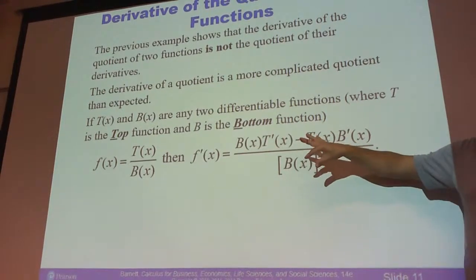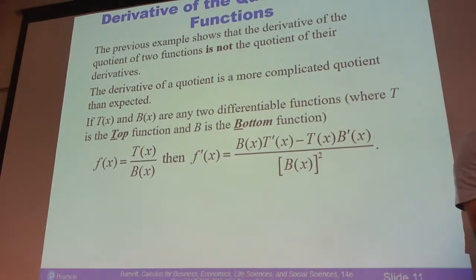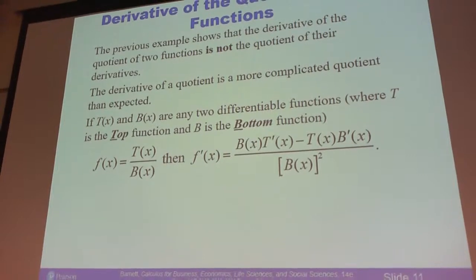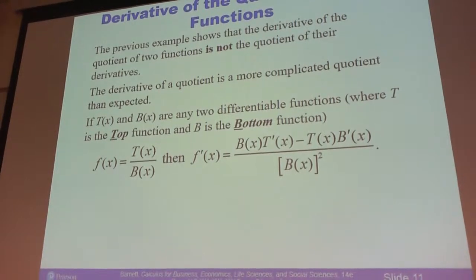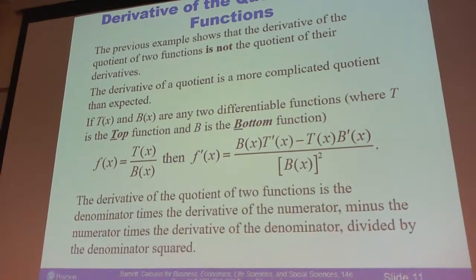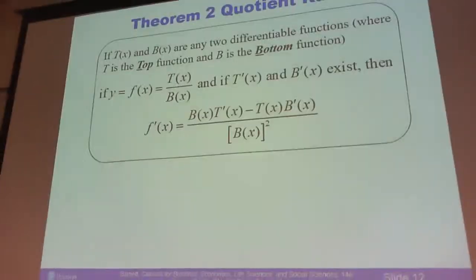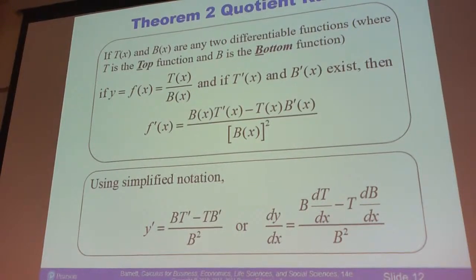Okay? Now again, it looks crazy, it looks weird, but you'll have it in front of you. You just go step by step and follow what it says. So when you have two things being divided, this is what you follow. Original bottom times the derivative of the top minus original top times the derivative of the bottom all over the original bottom squared. Remember, the top is numerator, the bottom is denominator. Okay? So we'll just follow it. Says the same thing. It's called quotient rule. Another way to write it.